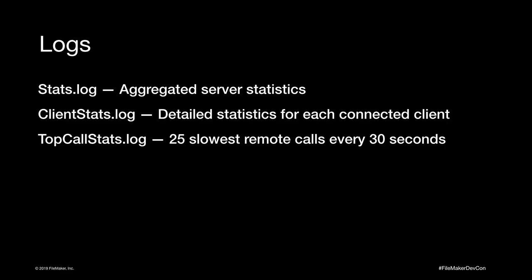The TopCallStats.log is also disabled when the server starts up. When you enable that, you're going to get up to 25 of the slowest remote calls that occurred in that 30-second period. That's a really useful thing, and it's a really granular look at what's happening under the hood in FileMaker for each remote call between the client and the server. We're going to look at some examples of these logs in a little bit, and I'll make a few other comments about some of the things that you'll find in there.